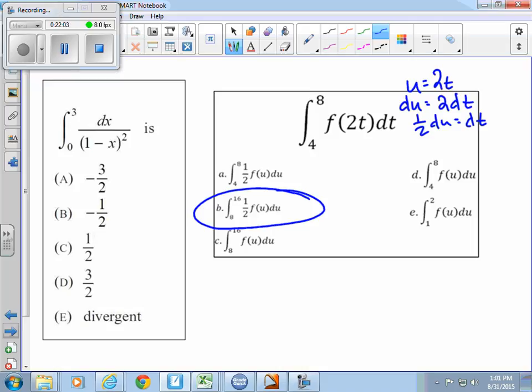It's divergent. Now, you can imagine this was an AP problem. How many people missed that problem? Most all of them. What do you think they put? They did a u substitution, right? And they did f of b minus f of a. Notice b is 3 and a is 0. Where is this function not continuous?